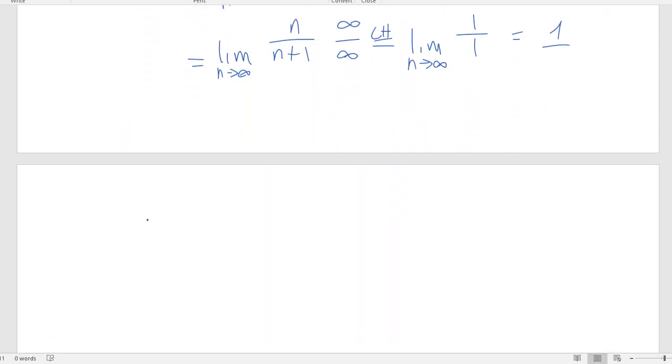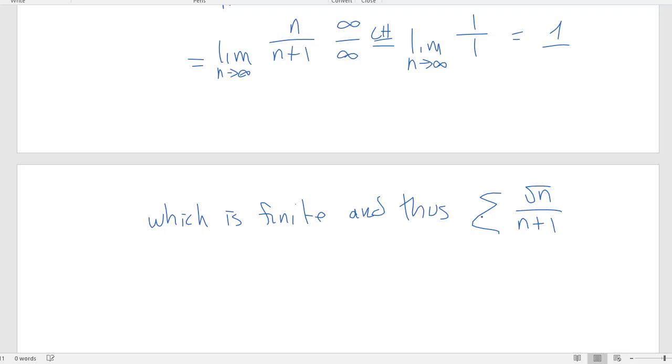So I'm going to say which is finite, and thus I'm going to say the sum of my series that I was testing diverges by the limit comparison test. I'm going to get lazy and say LCT, by the limit comparison test.